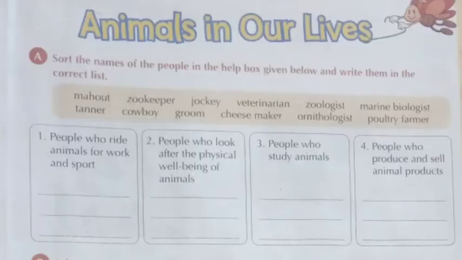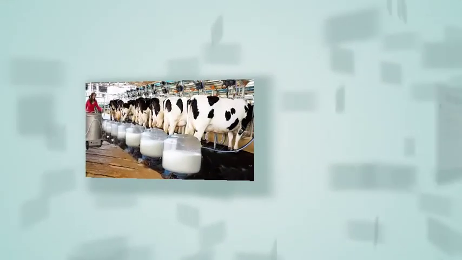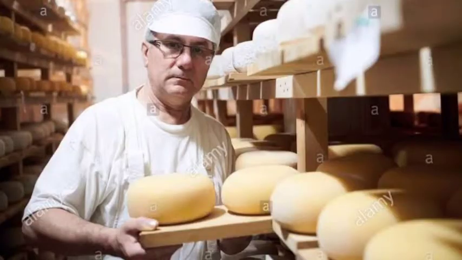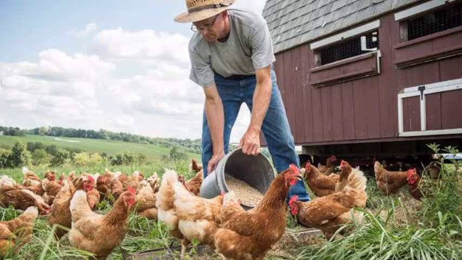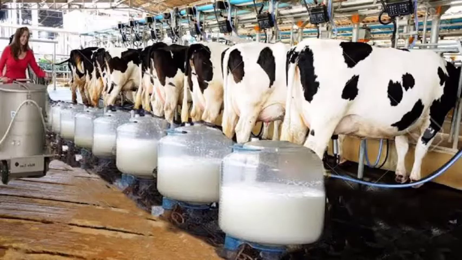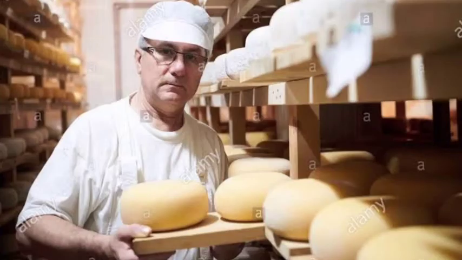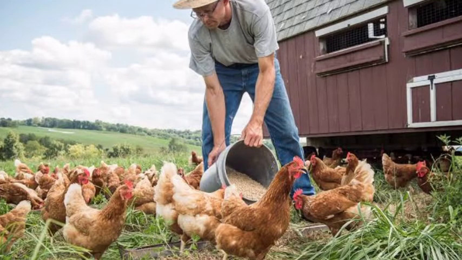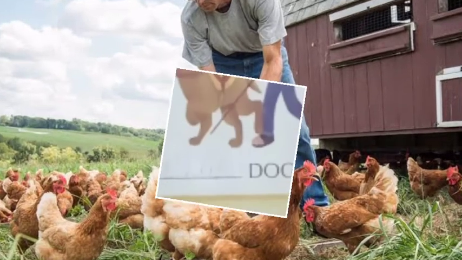Number 4. People who produce and sell animal products. The answer is tanner, cheesemaker, poultry farmer. Say the answer once again. Tanner, cheesemaker, poultry farmer.